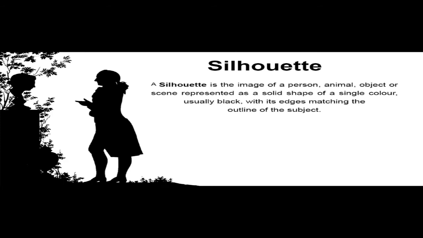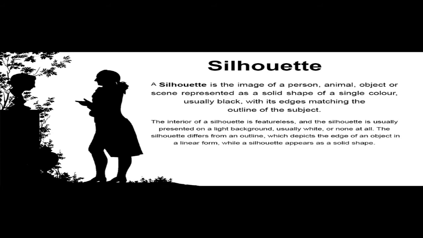Okay, well, what is a silhouette? According to Wikipedia, a silhouette is the image of a person, animal, object, or scene represented as a solid shape of a single color, usually black, with its edges matching the outline of the subject. The interior of a silhouette is featureless, and the silhouette is usually presented on a light background, usually white, or none at all. The silhouette differs from an outline which depicts the edge of an object in a linear form, while a silhouette appears as a solid shape.